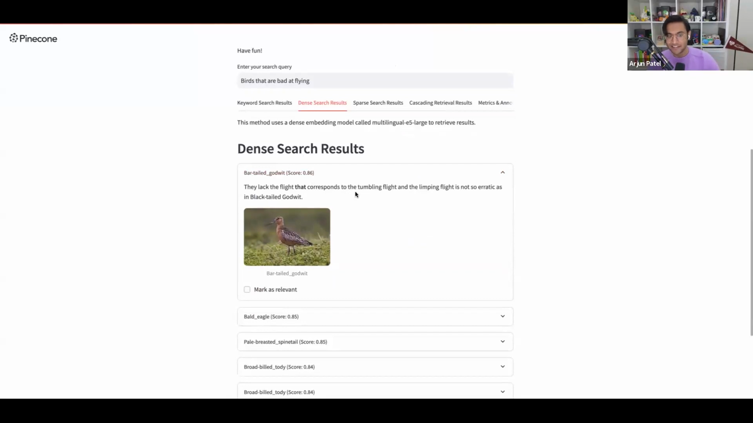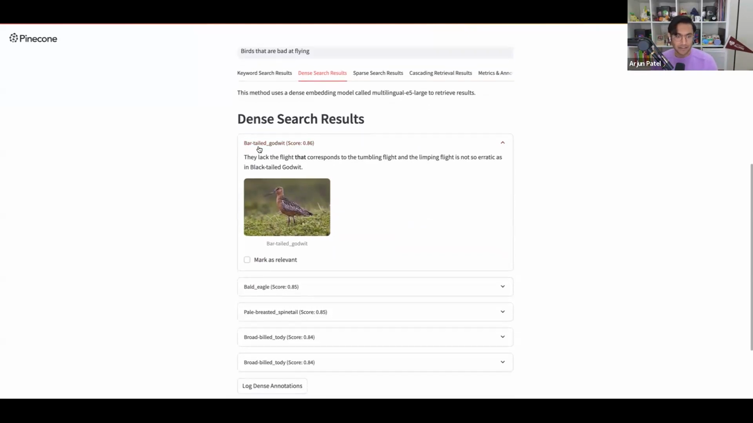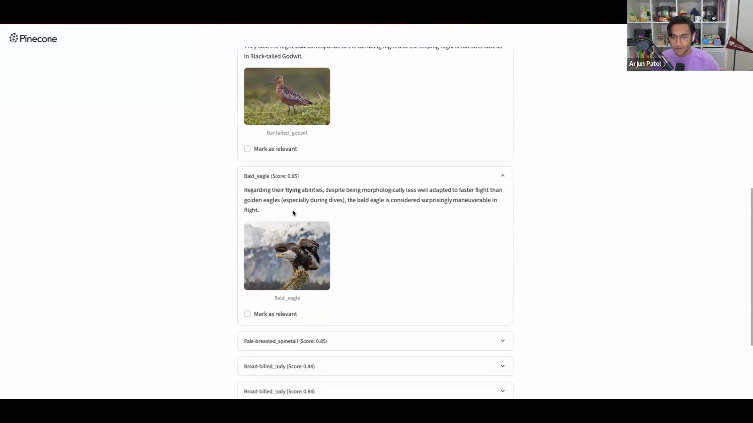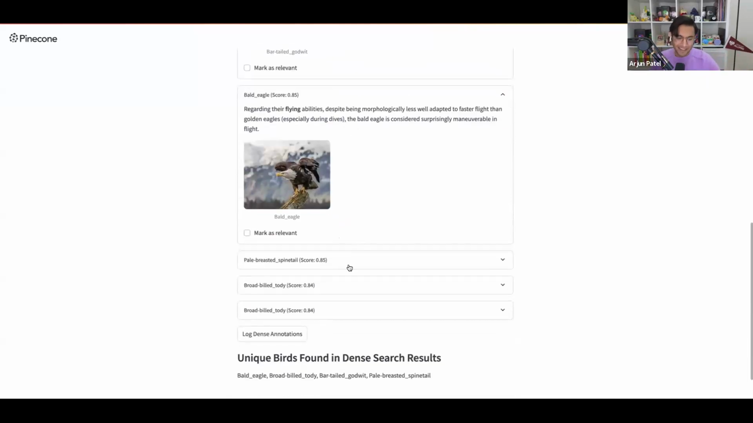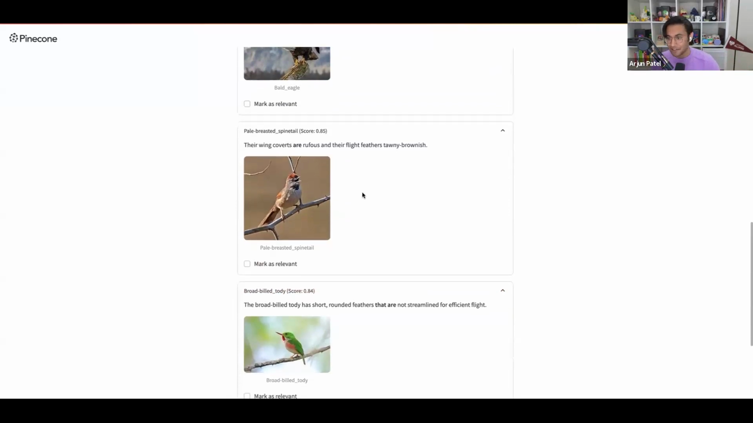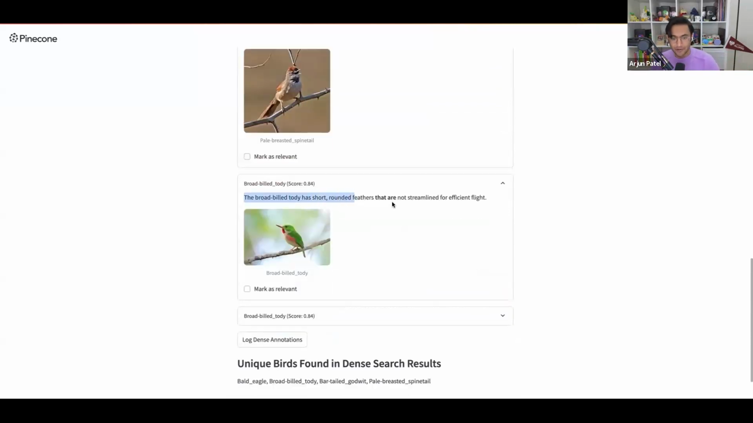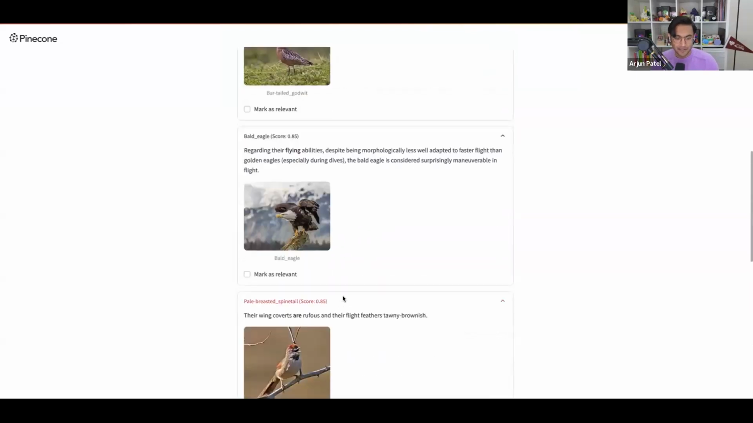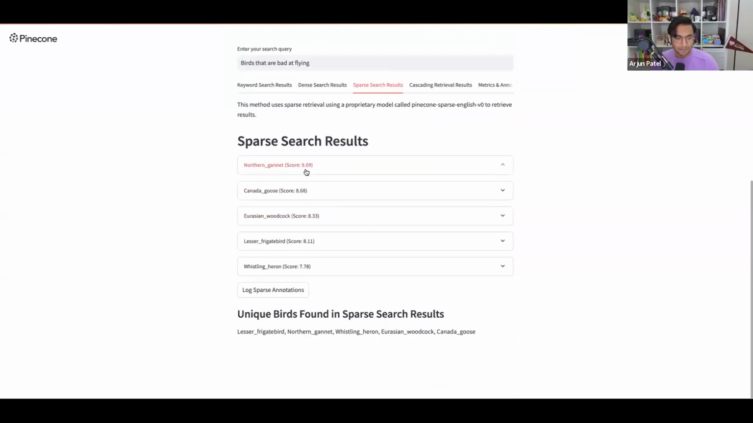Okay, so now we're getting sentences that are closer to this idea of bad flying. "They lack the flight that corresponds to the tumbling flight, and the living flight that's not so erratic as black-tailed godwit." So kind of helpful, not super helpful. Bald eagle, this sentence, nope. These things are actually good at flying, right? And then we get a result here that is interesting: the broad-billed tody has short rounded feathers that are not streamlined for efficient flight. This is actually a relevant result for us because we are looking for birds that are not that great at flying. So we'll log these results, doubling there.